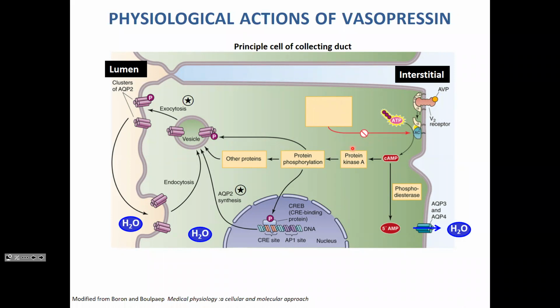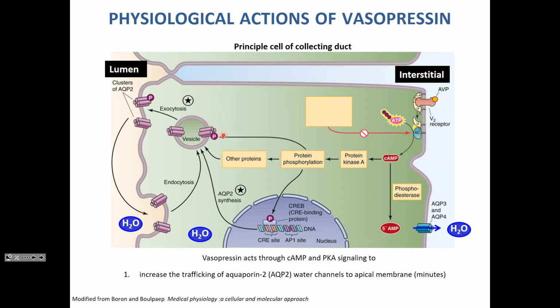Protein kinase A is going to phosphorylate many different targets. One of the targets it's going to phosphorylate is a water channel called aquaporin. This is aquaporin 2. When it phosphorylates that, it's going to increase its exocytosis into the apical membrane. This is the lumen side, which is where the urine is. Those water channels are going to increase in here, and I'm going to allow water to come back into the principal cell. It's going to flow across and go back into the interstitium, into the blood system.